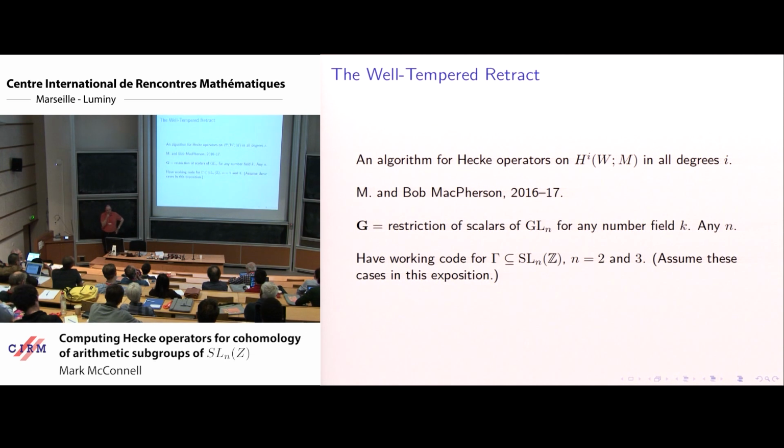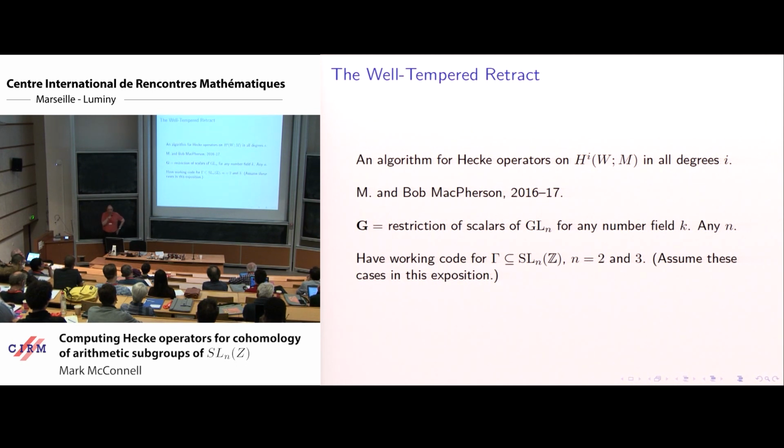Okay. So let boldface G be the restriction of scalars of GL_N for any number field and any n. But we have working code when the number field is Q and for SL2(Z) and SL3(Z). I know personally when I am proposing an algorithm for something, I get very nervous that it could fail and there are a hundred different places where it could fail. So I feel much better if I have the thing completely programmed out, at least for some non-trivial examples.